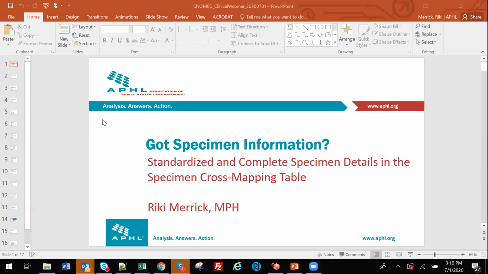I'm the lead terminologist for the Association of Public Health Laboratories, and I've been working on this particular project around specimen information for a very long time. I was going to tell you about it because I think we're finally getting to where it's shareable. So this is about specimen information.